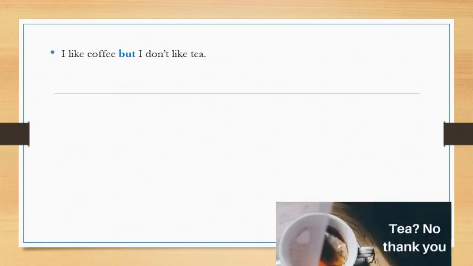An example, in order to better understand what we mean by that: I like coffee, but I don't like tea. So here we have two opposite ideas, and of course, what shows the contrast or the opposition is the linking word, which is but.